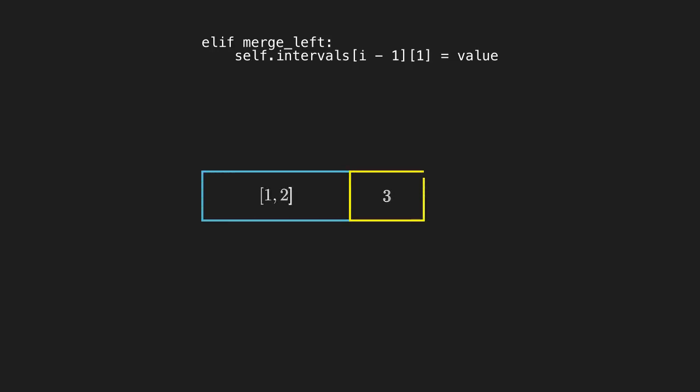Case 2 occurs when only merge_left is true. The new value extends the left interval, but remains disconnected from the right. We use an elif statement. To handle this, we simply push the right boundary of the left interval outward. We update the end of the left interval to be the new value: self.intervals[i-1][1] equals value.